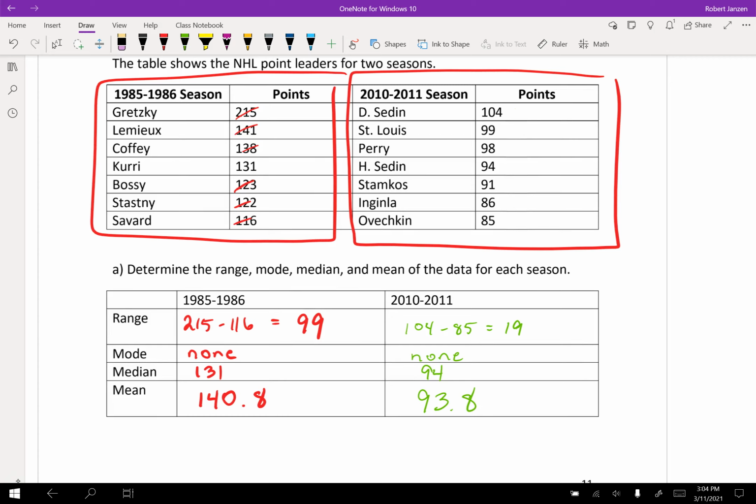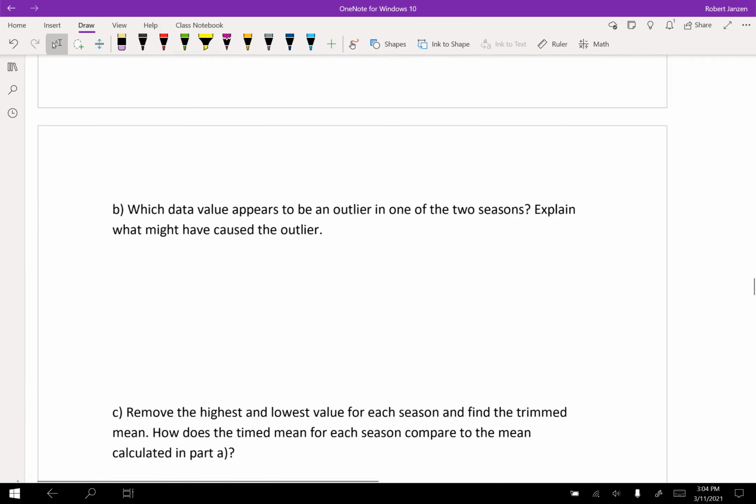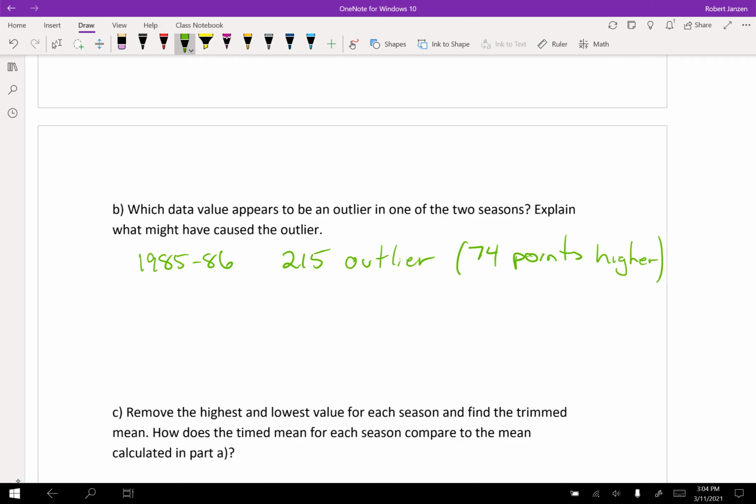Okay? If you look over here, though, there's one number that doesn't seem to fit. That's the 215. Okay? In 1985-86, the value of 215 is an outlier. Okay? In fact, it's 74 points more than the next one. Or maybe I'll just say higher. 74 points higher than any other number.